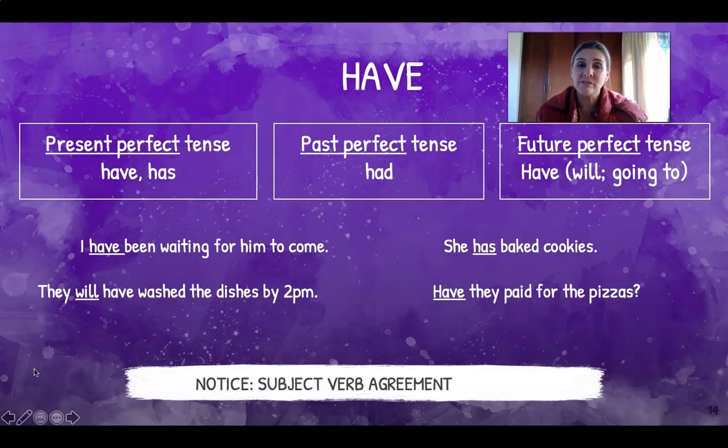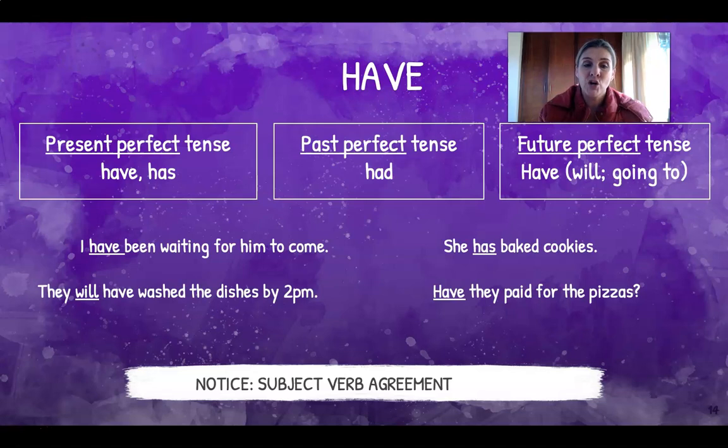I have been waiting for him to come. They will have washed the dishes by 2 p.m., future tense. She has baked cookies. Okay, talking about present tense. Have they paid for the pizzas? Also present, because maybe you're standing waiting and you say, have they paid? Right, so let's see how we put that into practice.